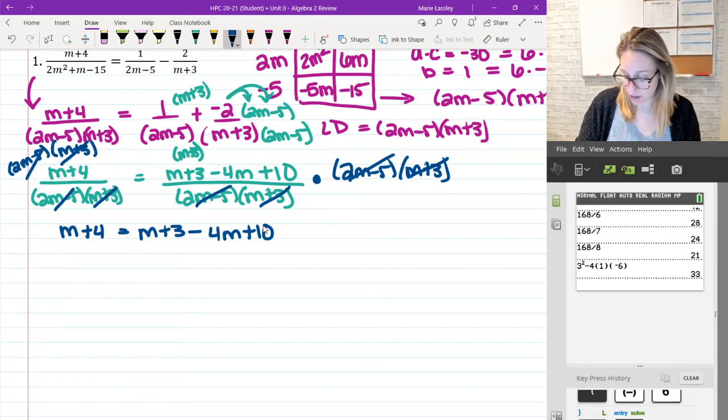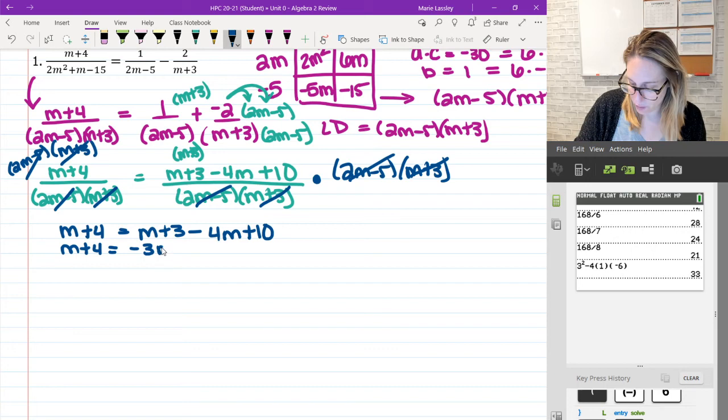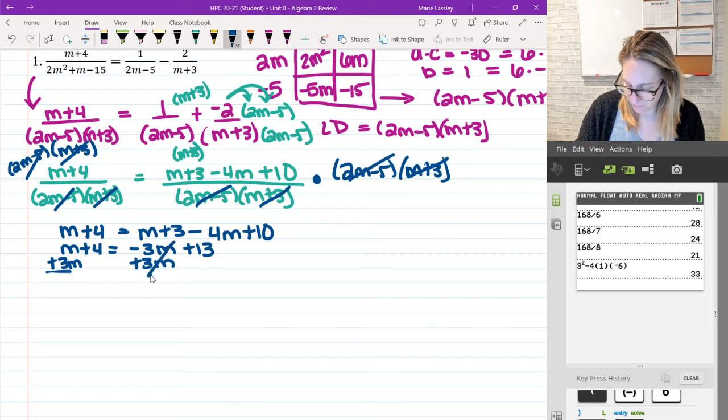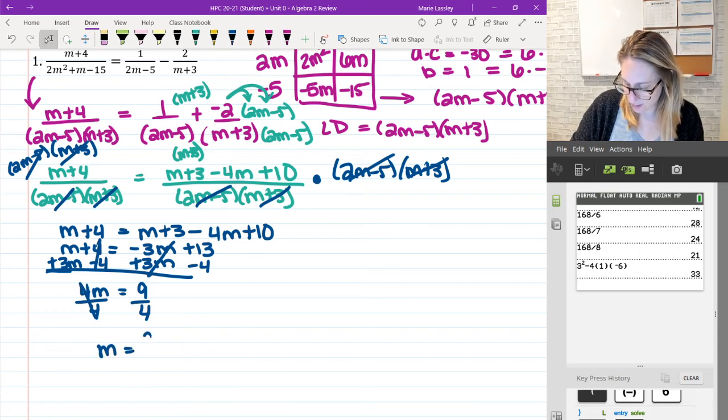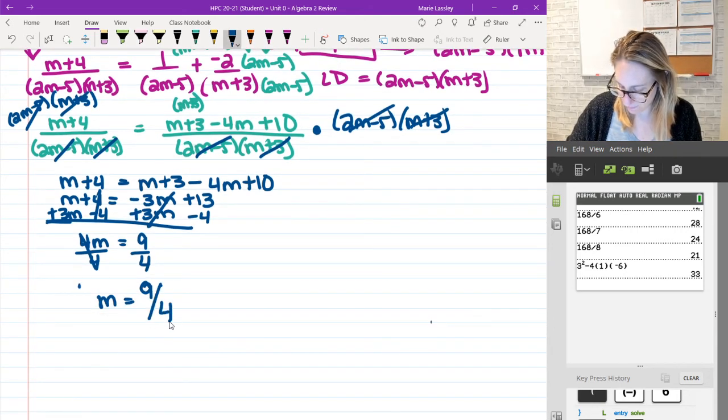So I'm going to start by combining my like terms. So I have m plus 4 equals, so m minus 4m is negative 3m, and 3 plus 10 is 13. All right, I'm going to add 3m to both sides. And I'm going to subtract 4 on both sides. So that's going to give me 4m equals 9. Divide both sides by 4. M equals 9 over 4.